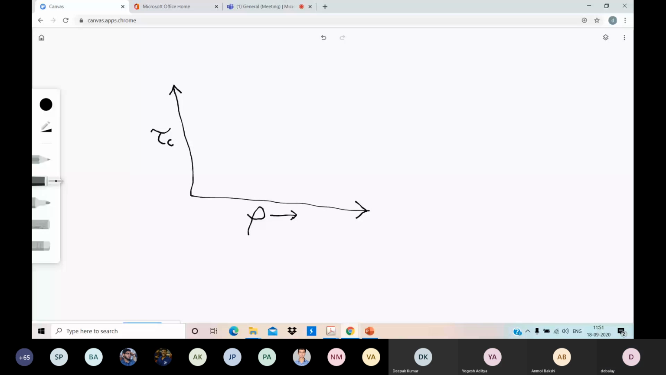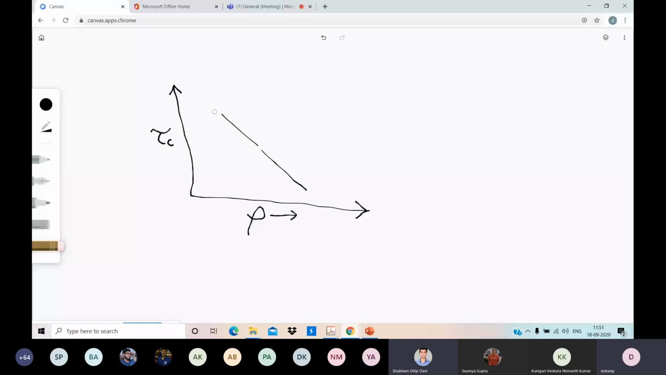How will the critical resolved shear stress vary with dislocation density? It's a U-shaped curve. Will it be something like this or something like that? Initially it will be very high, then it will decrease, and then after some point it will again increase. It's a U-shaped curve. What is the logic? What is your justification?